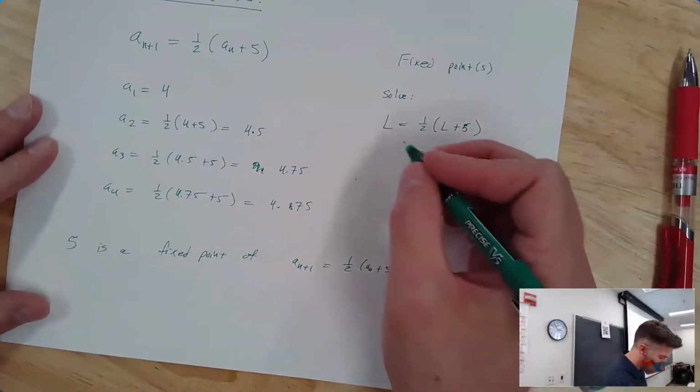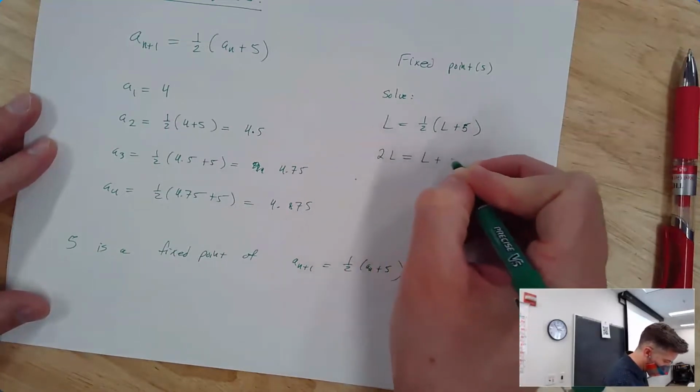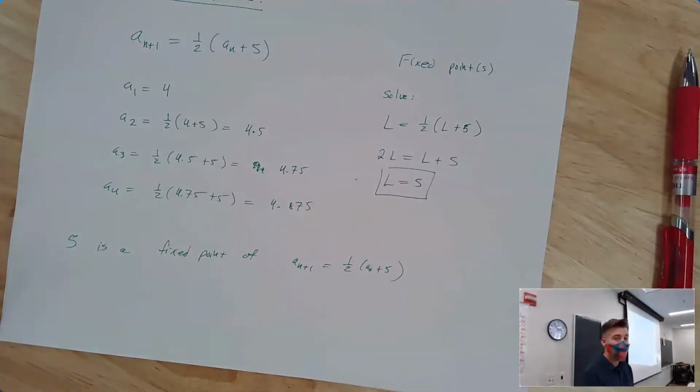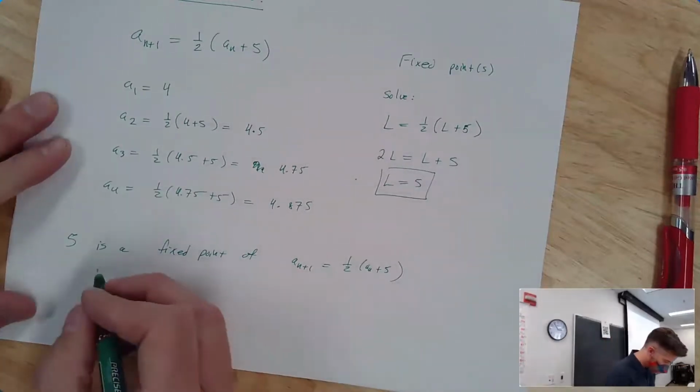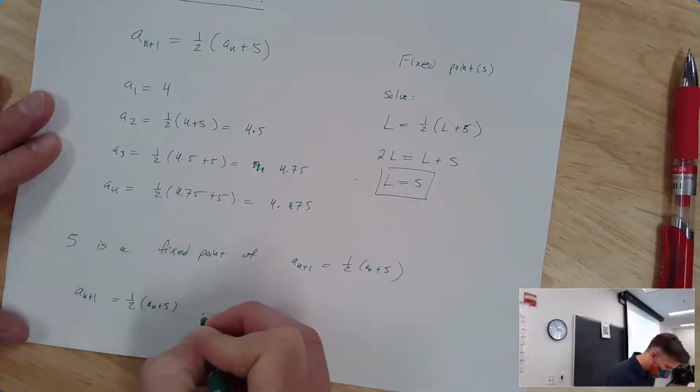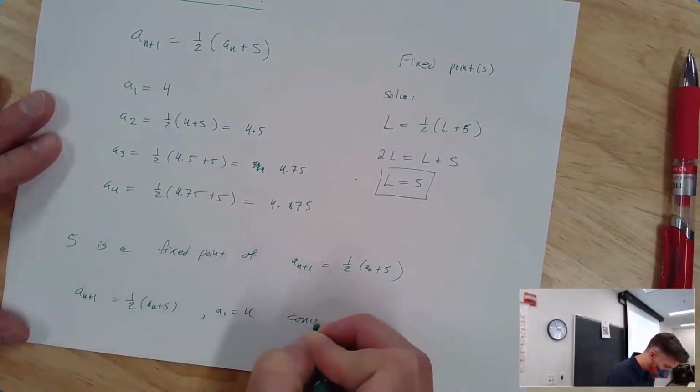Well, it's not too terrible. Multiply everything by 2. 2L is L plus 5. Subtract L. Oh, yeah, we got 5 like we thought we would. So L equal to 5 is a fixed point of this. I will point out, just because something's a fixed point doesn't necessarily mean the sequence converges to it. This one clearly does, right? If you start at 4, you're definitely going to get closer and closer to 5. So this sequence definitely does converge to 5.